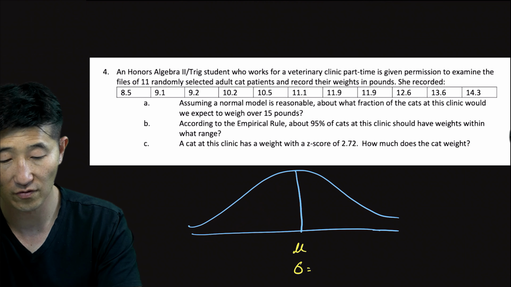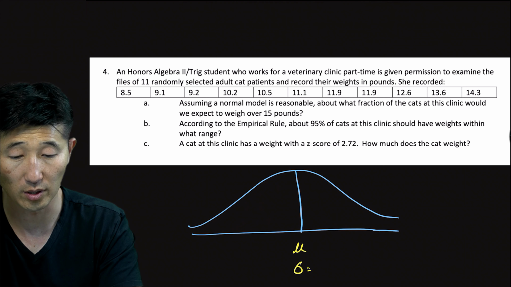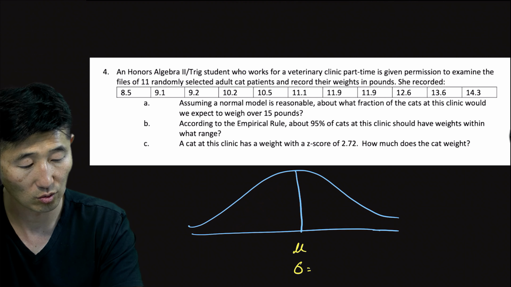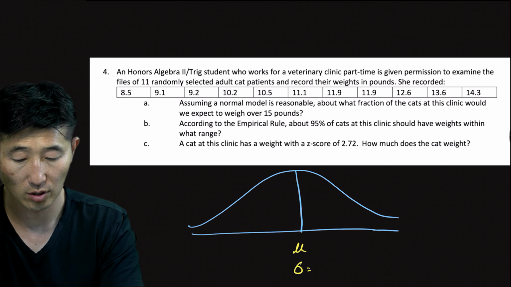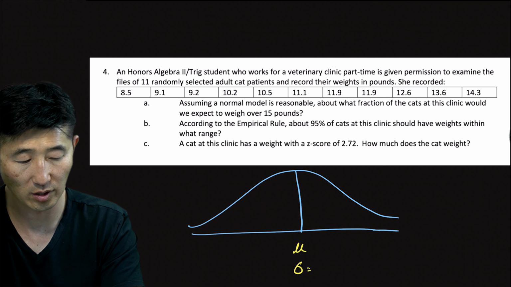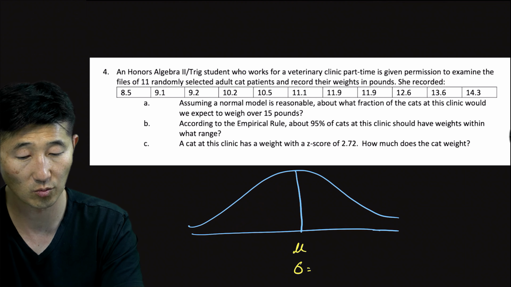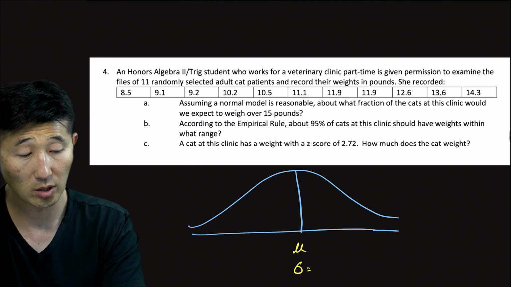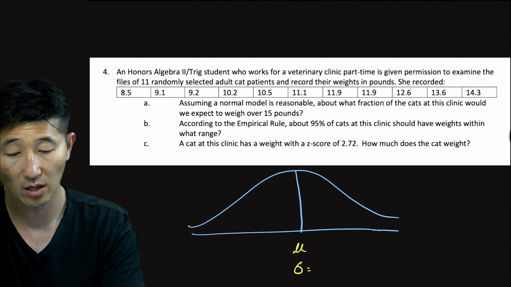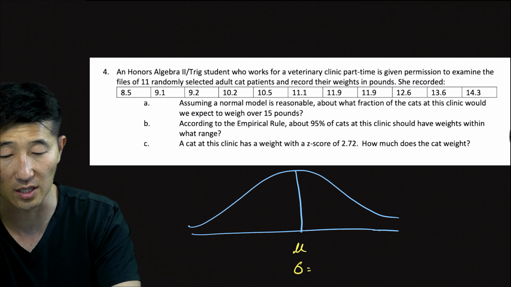So we got 8.5, 9.1, 9.2, 10.2, 10.5, 11.1, 11.9, 12.6, 13.6, 14.3. Okay, and then just go back and double check everything. 13.6, 12.6, 11.9, 11.1, 10.5, 10.2, 9.2, 9.1, 8.5. Okay. Boom. All right. What did you get for your mean?